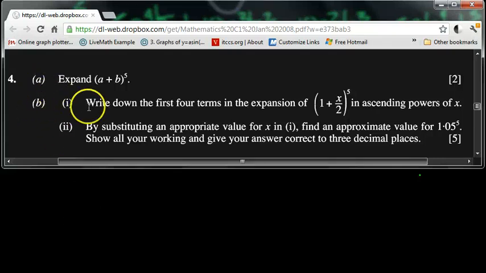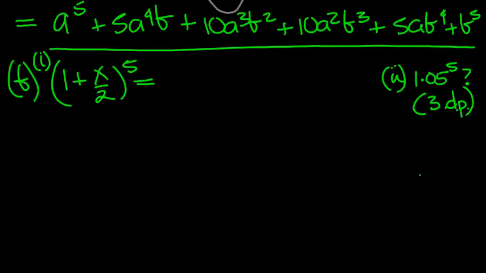So we've got part B then, part 1 and part 2 of question 4. First four terms of this expansion, 1 plus x over 2 to the 5. Given that we've already worked out a plus b to the 5, it's just a matter of substitution, isn't it? And then put in the appropriate value for x. We need to find the approximate value of 1.05 to the power of 5 to 3dp and show our workings.